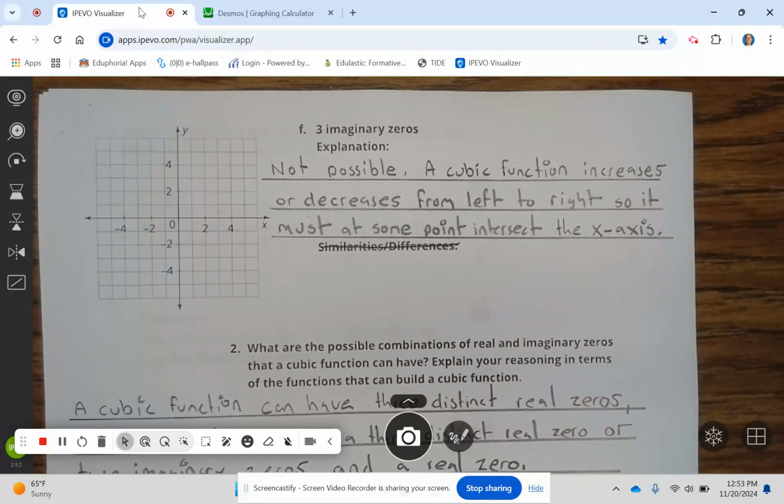3 imaginary zeros. Explanation: Not possible. A cubic function increases or decreases from left to right, so it must at some point intersect the x-axis.